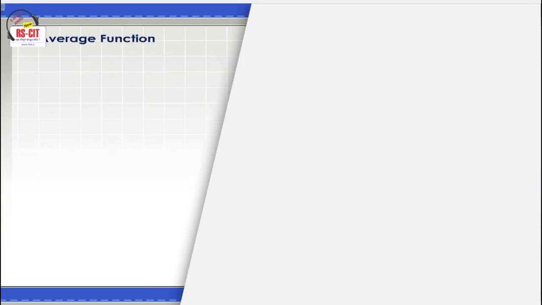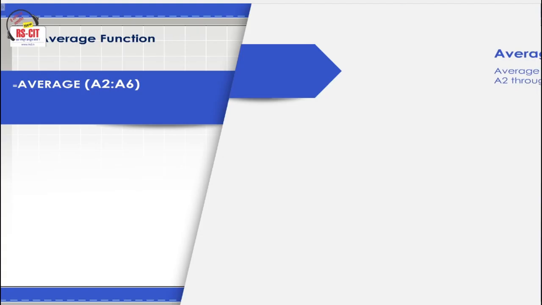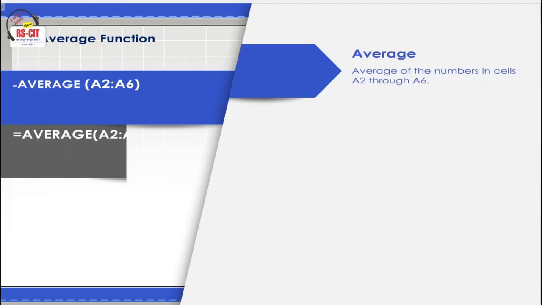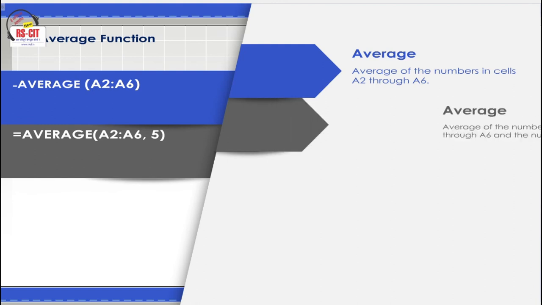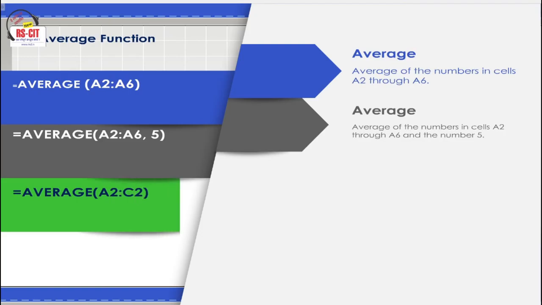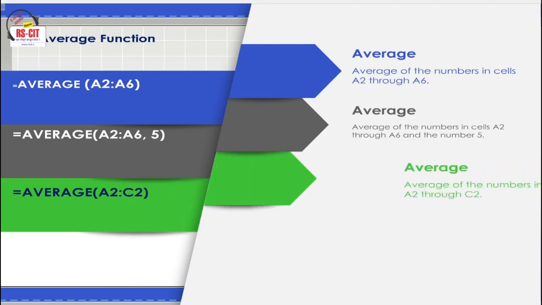Let's do some calculations and learn to use the AVERAGE function now. This function returns the average, arithmetic mean, of the arguments. For example, if the range A1:A20 contains numbers, the formula =AVERAGE(A1:A20) returns the average of those numbers.